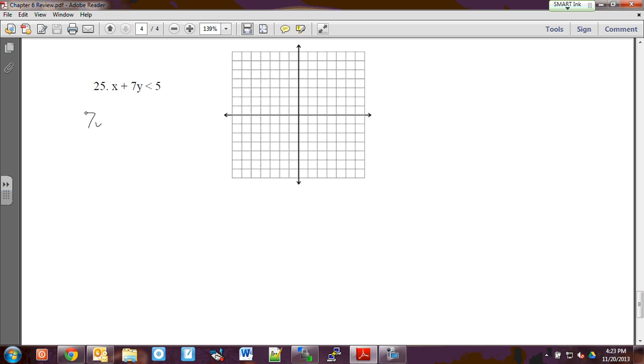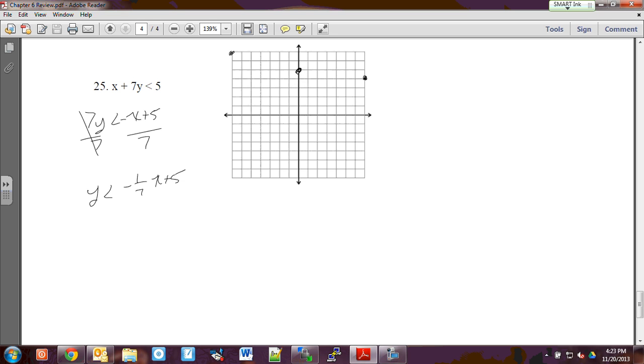So subtract x from both sides, so 7y is less than negative x plus 5. Divide by 7. So y is less than negative 1 over 7 x plus 5. So you'd go up to 5, which is here. Then you'd go down 1 over 7. 1, 2, 3, 4, 5, 6, 7. Up 1 over 7. And now this would be a dashed line.